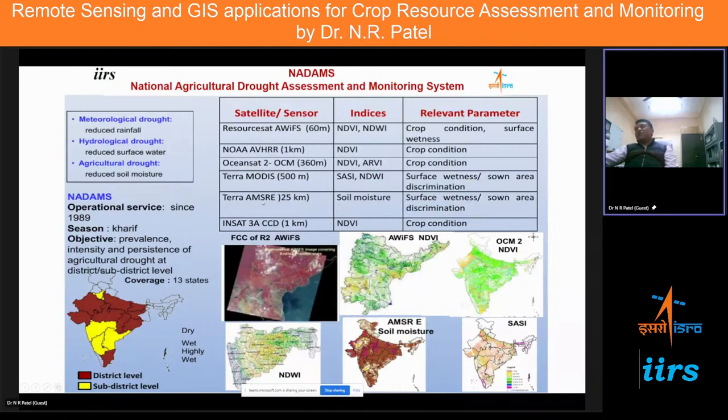Wetness will come from microwave remote sensing data like AMSR-E or other data to get surface wetness. Crop condition mainly from NDVI, also from other satellites. All three, NDVI, moisture, slope, snow cover area, also NDWI, are all used to derive the drought impacted vegetation condition index and finally drought characterization.